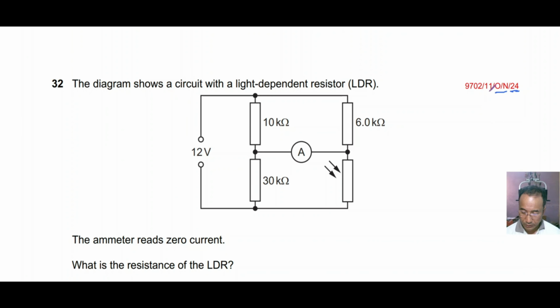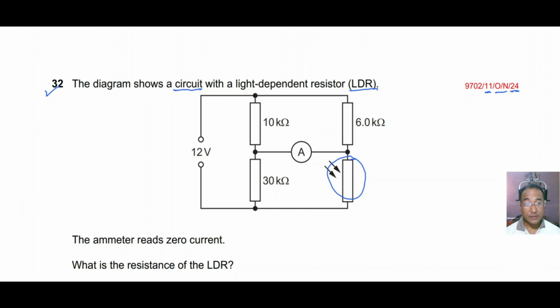2024 October-November paper 1-1 and the question number is 32. It is concerned with the chapter current electricity. So it says that the diagram shows a circuit with a light dependent resistor, LDR. So this is the LDR.